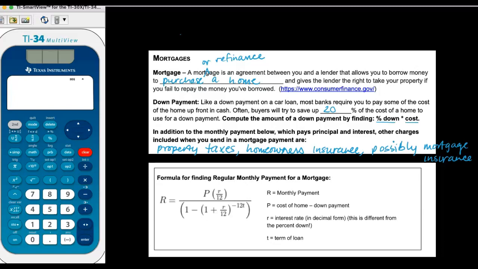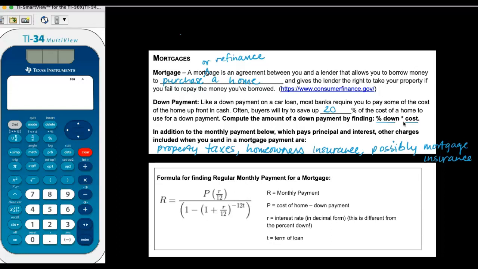Oftentimes buyers will try to save up to 20% of the cost of the home to use for a down payment. And the more money that a person pays down, the less money they're going to pay in interest later on. So it's an advantage to pay down as much as you can before you start your mortgage payments. And just like when we calculated down payments in other modules, you're just going to take the percentage down. So in this case, if it was 20%, it would be the decimal equivalent, 0.20, and you multiply it by the cost or the principal, the amount of the house.